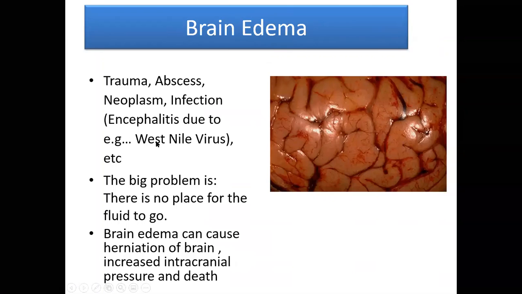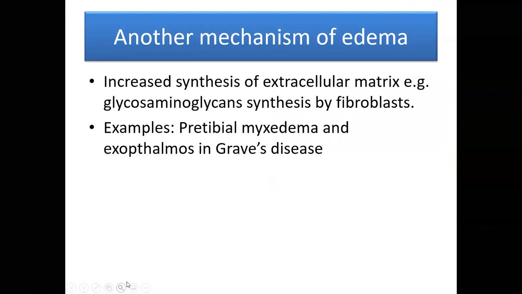So the mechanism is still the same that we have so far discussed. In this case, if it is an infection, the mechanism will be increased capillary permeability. The fluid is coming out, it has nowhere to go, leading to brain herniation and increased intracranial pressure, and if you don't treat it with antibiotics, if it's an infection, or other mechanisms, if it is cancer, then the patient can die.